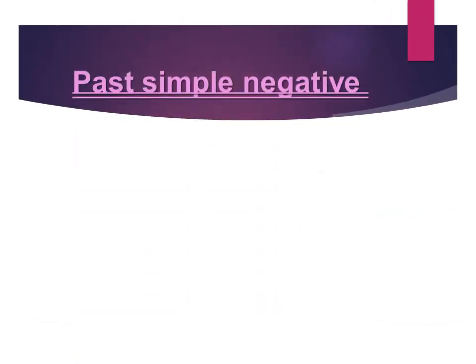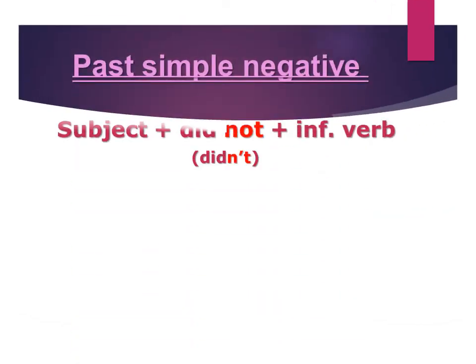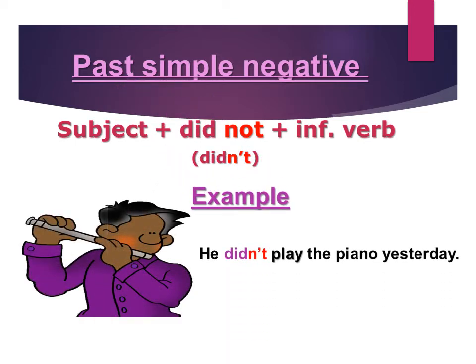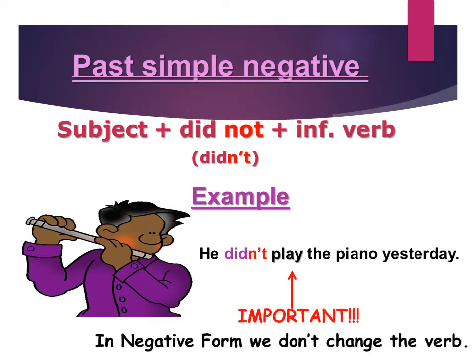In the negative form, we use the helping verb did, the word not, and the infinitive verb. For example, he didn't play the piano. He didn't play the piano yesterday. Important note here that in negative form, we don't change the verb. Remember that we have to put the verb after didn't in the base form.